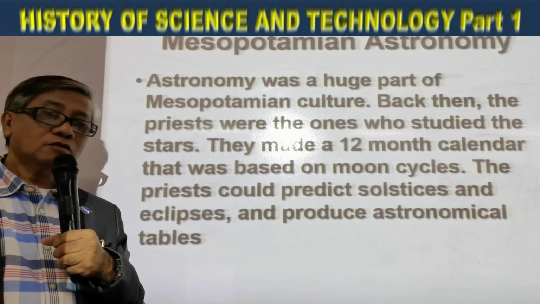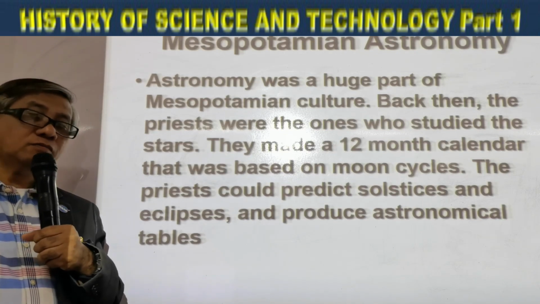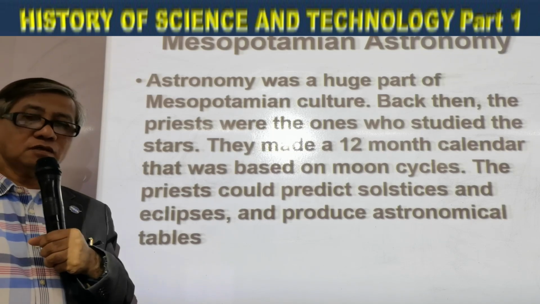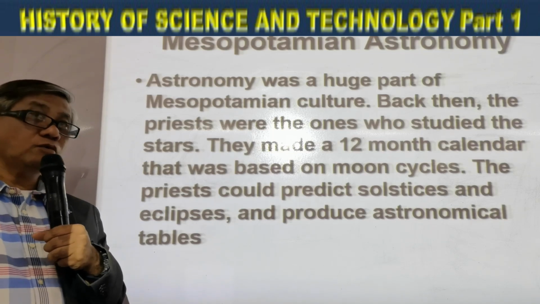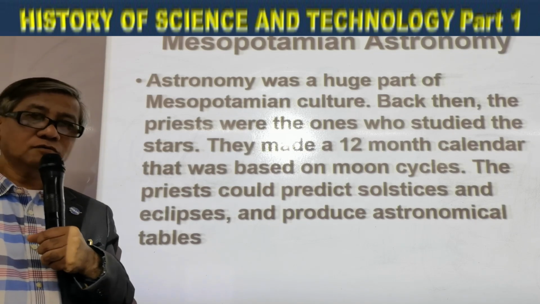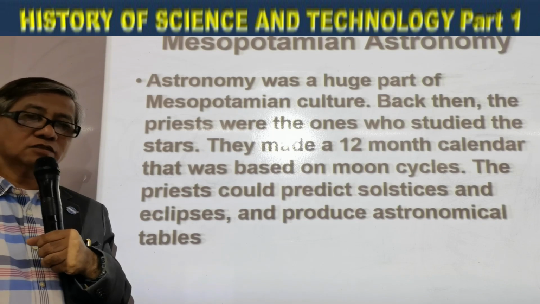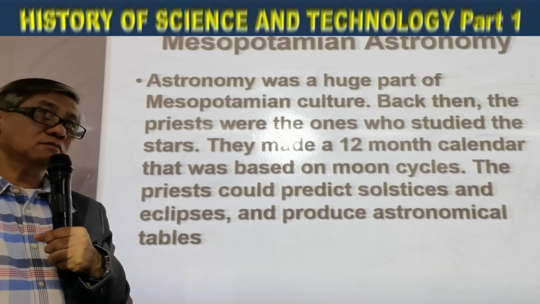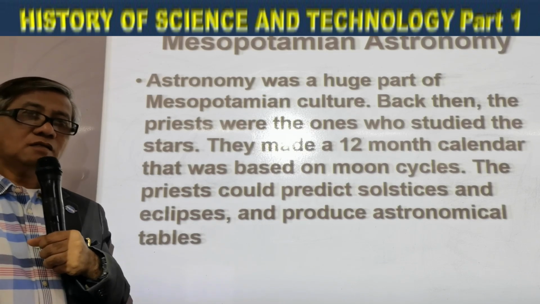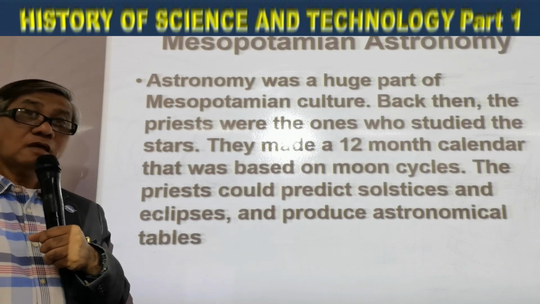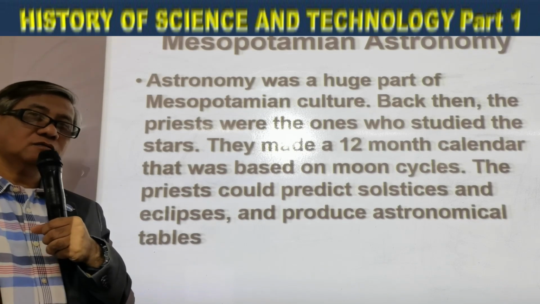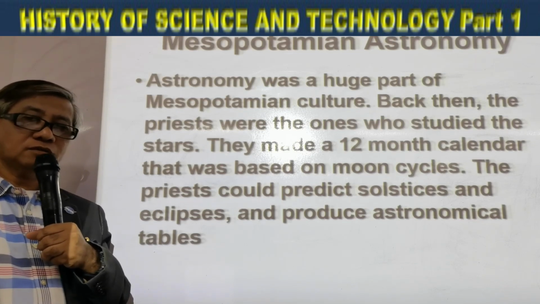Alright? They made a 12-month calendar that was based on moon cycles. The priests could predict solstices, yung mga winter and summer solstices, and they were able to produce astronomical tables. And because of that, some of these heavenly bodies were considered as gods, and they constructed temples. These temples were also considered as astronomical observatories.